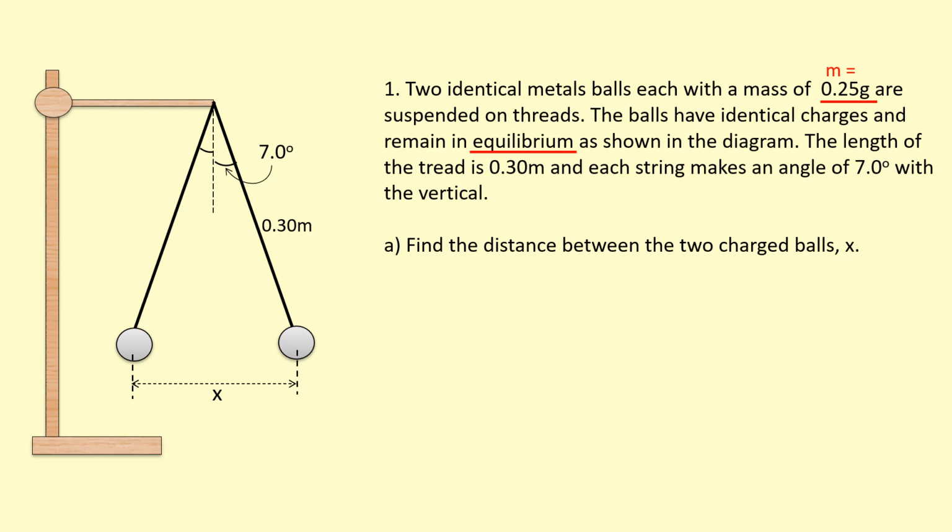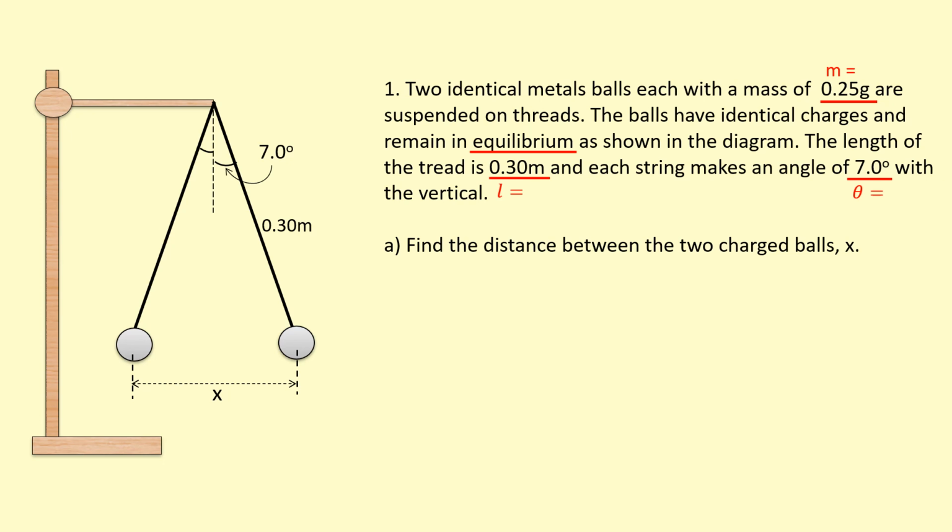shown in the diagram. The length of the thread is 3 meters, so it's already annotated on the diagram there, and each string makes an angle of 7 degrees with the vertical. Find the distance between the two charged balls, x. So I'm measuring the distance from the center of one to the center of the other.